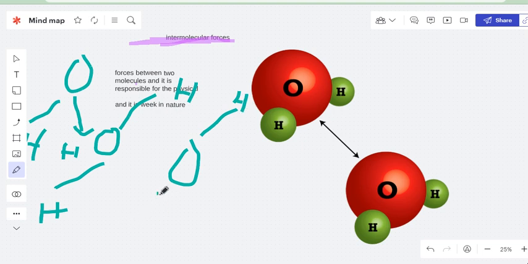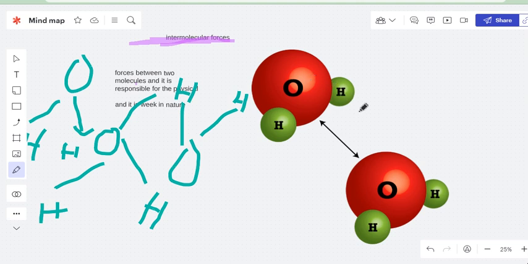So the force of attraction exists. This is basically hydrogen bonding, but I'm telling you, this oxygen attracts hydrogen, and this oxygen attracts the hydrogen. This means that a force of attraction occurs between them, but it's very weak in nature, due to which providing the temperature, it breaks down.